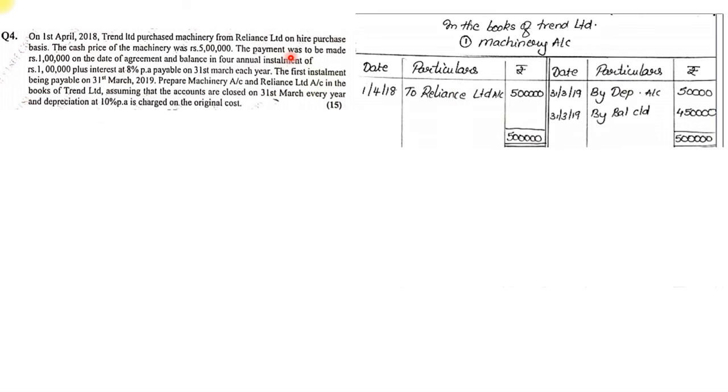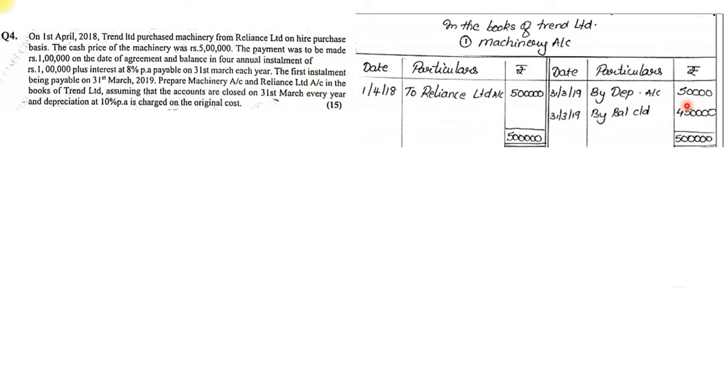Original value of the machine is 5 lakh. So we'll write in the books of Trend Limited, machinery account, date, particular, amount. On 1st April 2018, to Reliance Limited, the machinery has been purchased from Reliance. Amount is 5 lakhs, so we note 5 lakhs. Now on the extreme right, by 31st March 2019, by depreciation 50,000. That's the depreciation on SLM method. Tally it: 5 lakh minus 50,000, 4 lakh 50,000 is the balancing figure.